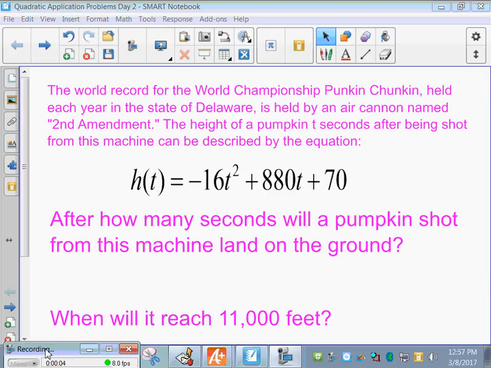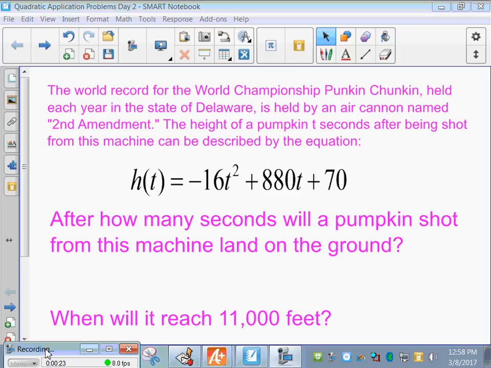The world record for the world championship pumpkin chunkin', held each year in the state of Delaware, is held by an air cannon named Second Amendment. So basically, there's a whole bunch of cannons, and they shoot pumpkins out of them. That cannon won for the furthest or highest or something, all right?